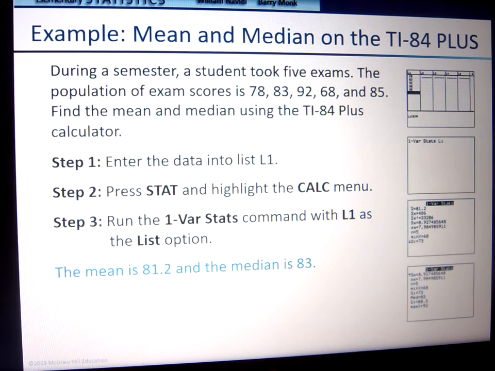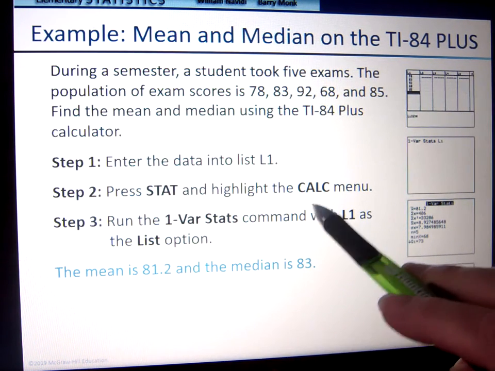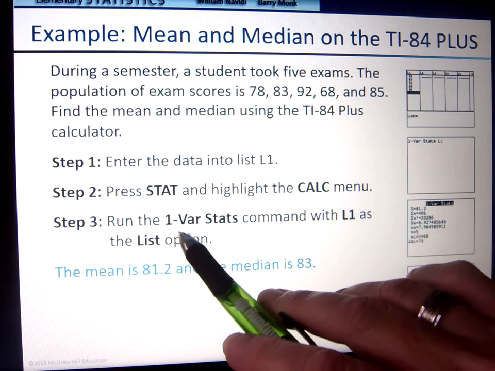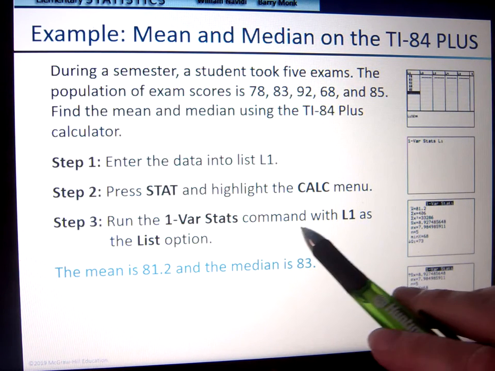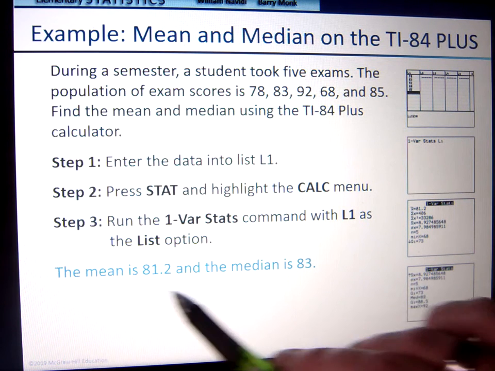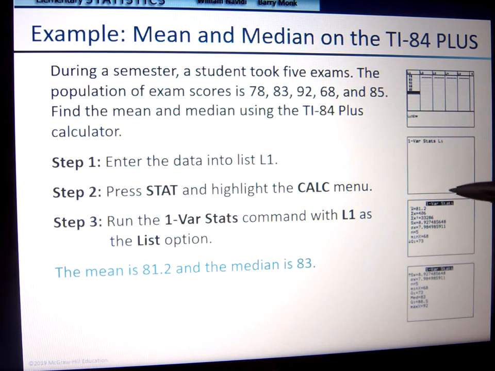So if you go to your list like we did before and put in your 5 exams, then you're going to press stat, go to the calc menu, and hit the one variable statistics command with L1 as the list option. Then you will find that the mean again here is 81.2. Now notice down here it gives you the median also of 83. So you have 81.2 as the mean and 83 as the median.